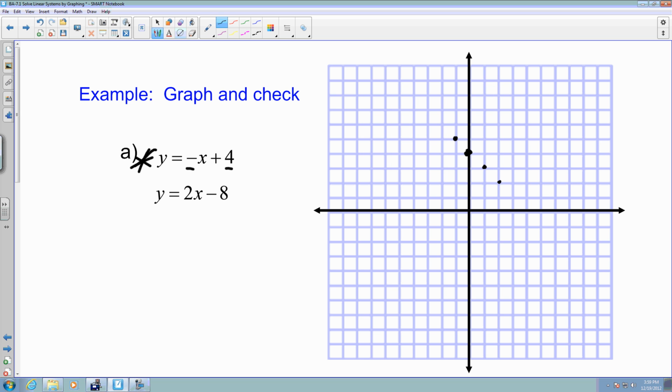Let's see here, let me make a line that kind of fits these. And that's the line y equals negative x plus 4.